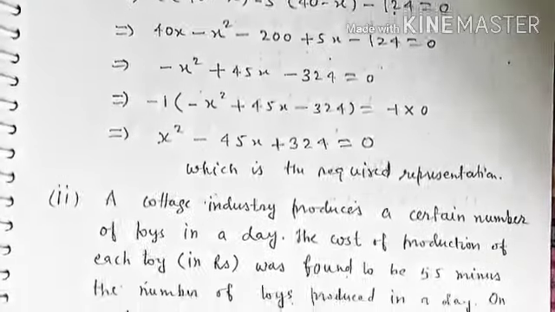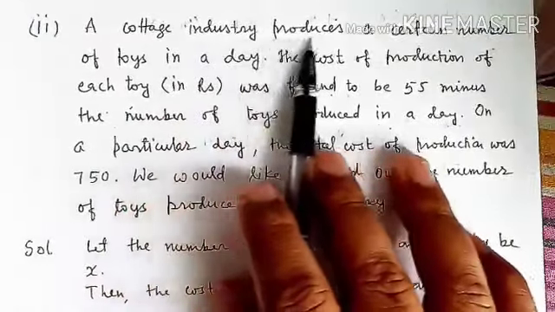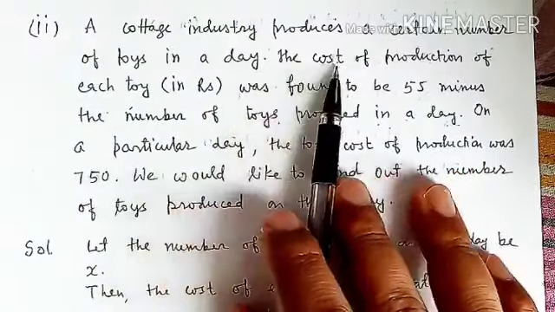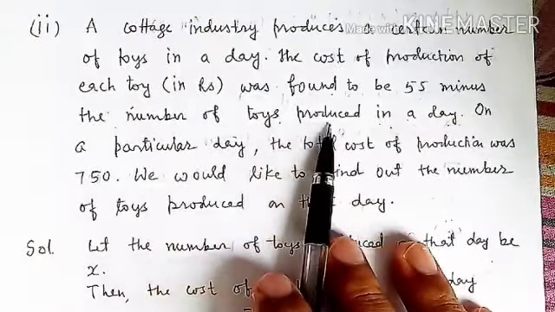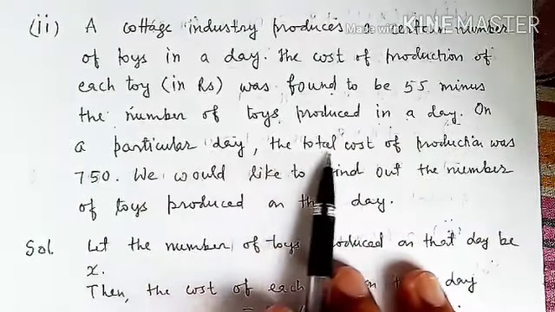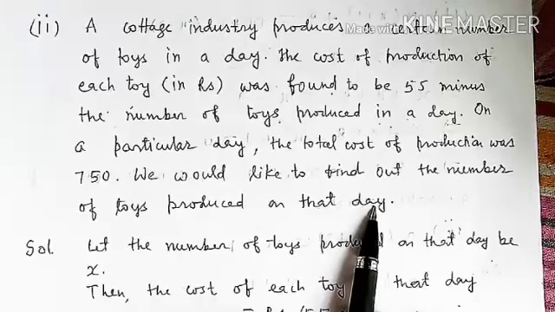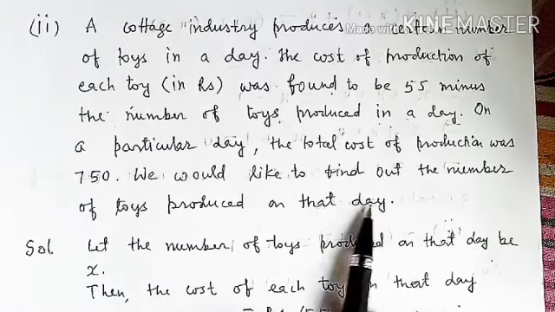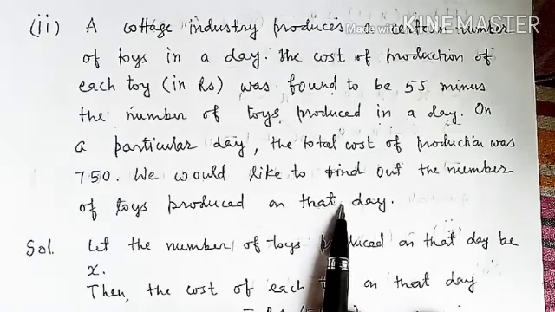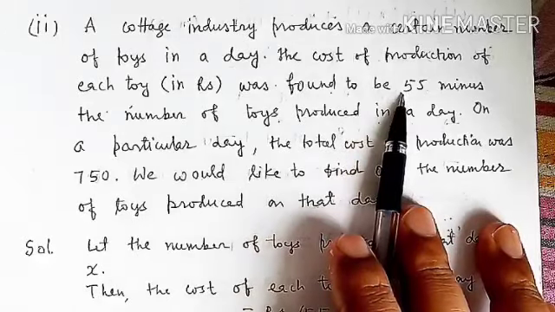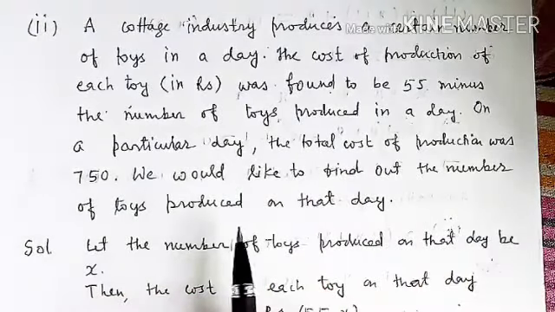Now let us take the next example. A cottage industry produces a certain number of toys in a day. The cost of production of each toy in rupees was found to be 55 minus the number of toys produced in a day. On a particular day, the total cost of production was 750. We would like to find out the number of toys produced on that day. Here it is said that the cost of production of each toy was 55 minus the number of toys produced in the day, and the total cost of production is 750.